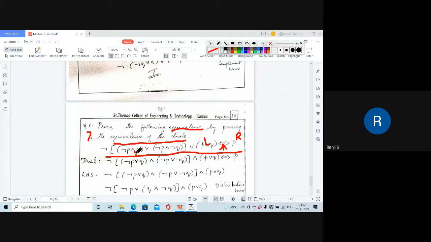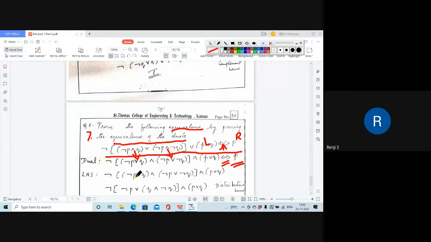If there is a connector or, you convert it into and. If there is a connector and, you convert it into or. Is it clear? And in the right hand side, there are no connectors except one proposition P, so you write it as it is. This symbol is only an indication that the two sides are equivalent. Is it clear?